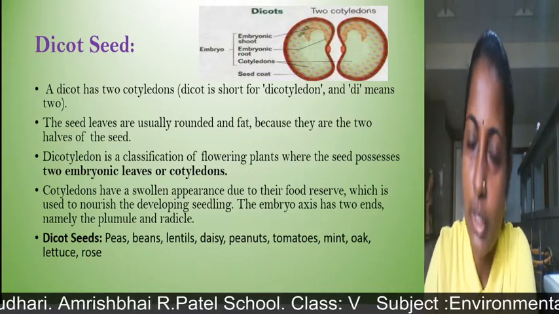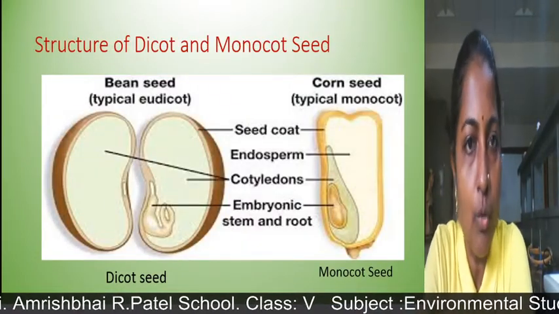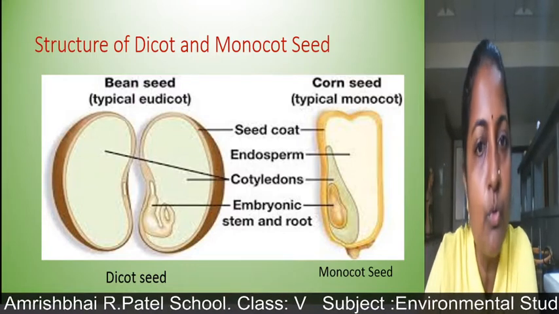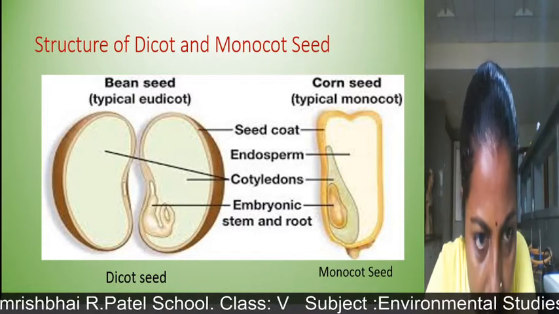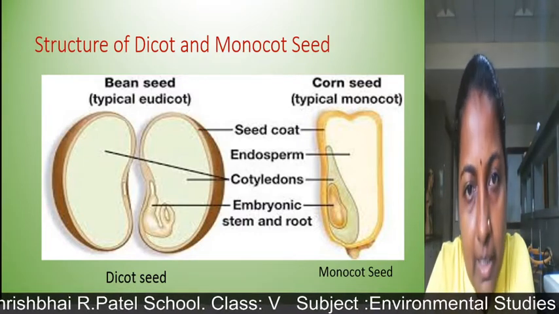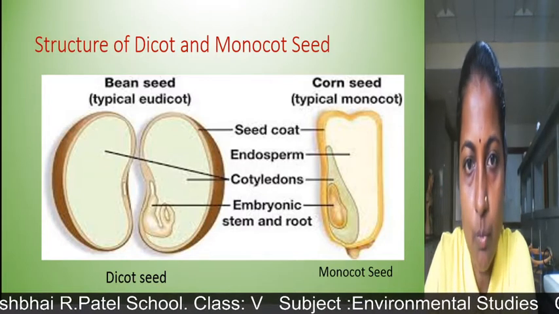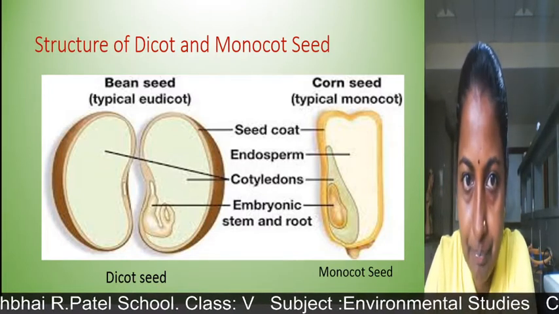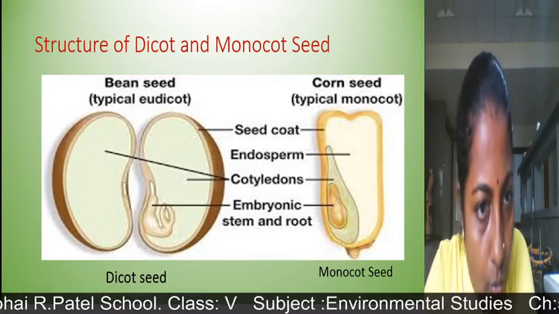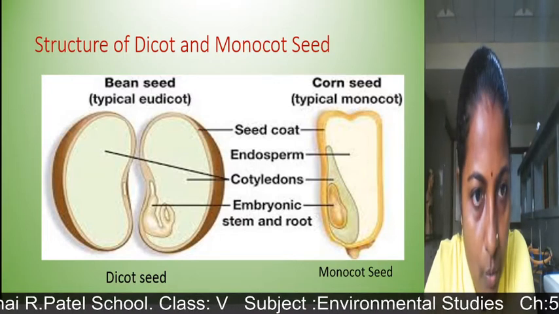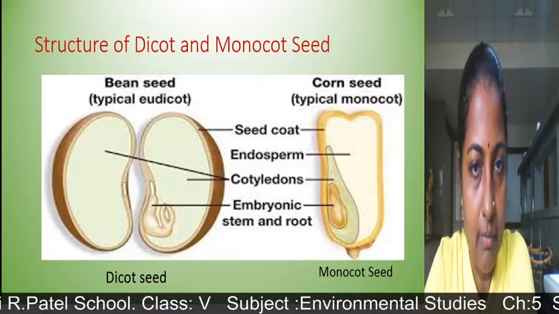Dicot means two cotyledons. Students, as we have seen the difference between dicot and monocot seeds, through a diagram also you can come to know the difference. Here you can see two cotyledons, which means a dicot seed is there, and here you can see a maize seed. So this is a monocot seed. Only a single seed leaf is there. Seed coat, all parts you can see, as well as here two cotyledons, and here a single seed leaf is there. This is a bean seed and this is a corn seed.